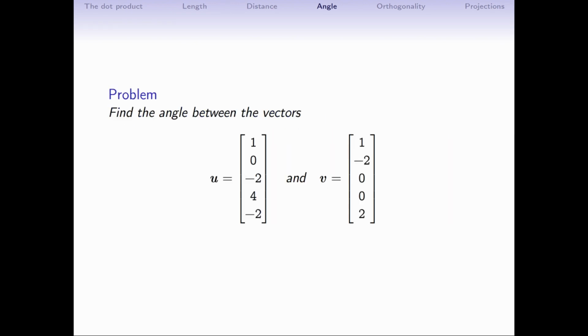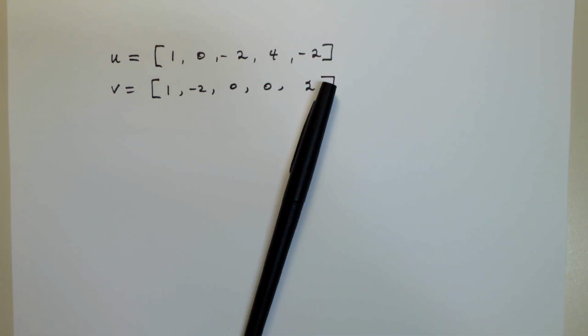Now, to get a feel for this, let's work out this problem. So let's find the angle between a pair of vectors, in this case, two vectors in R5. So join me at the document camera to work out the details of this problem. All right, welcome back to the document camera. We're going to want to work out the angle between the vectors u and v.